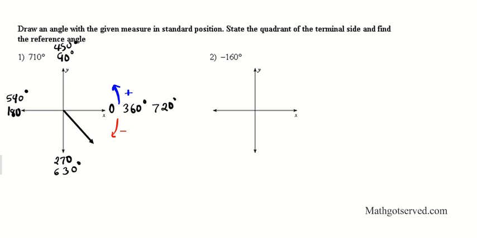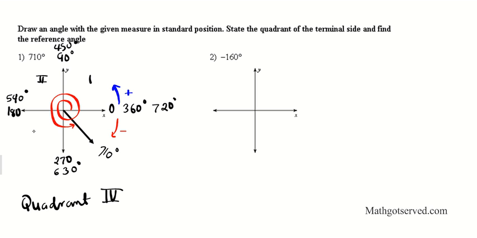So let's indicate how many rotations we made to arrive at that angle. We made a first full rotation of 360, and then we continued again and ended up right there. So there is an angle in standard position. This angle right here is 710 degrees. Now, what quadrant is it? It's going to be in quadrant 4. Remember how you name your quadrants? This is 1, this is 2, this is quadrant 3, starting from the right and going counterclockwise, and then this is quadrant 4.